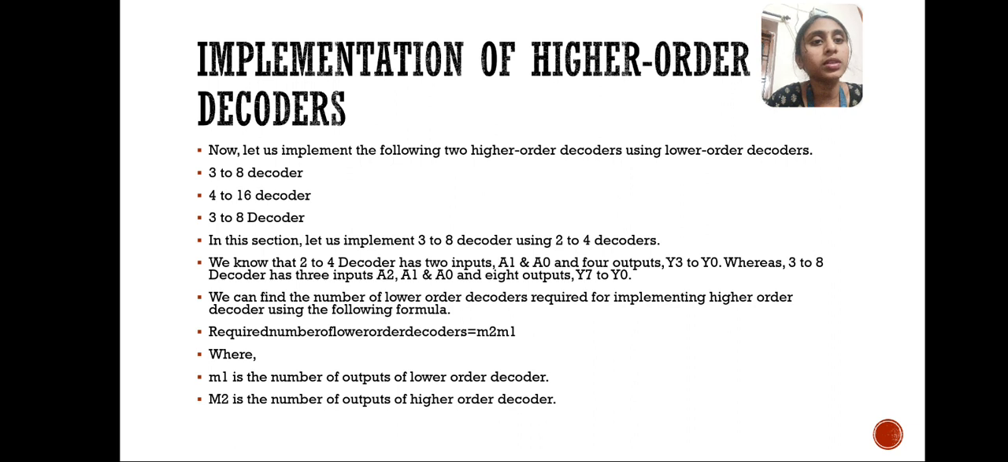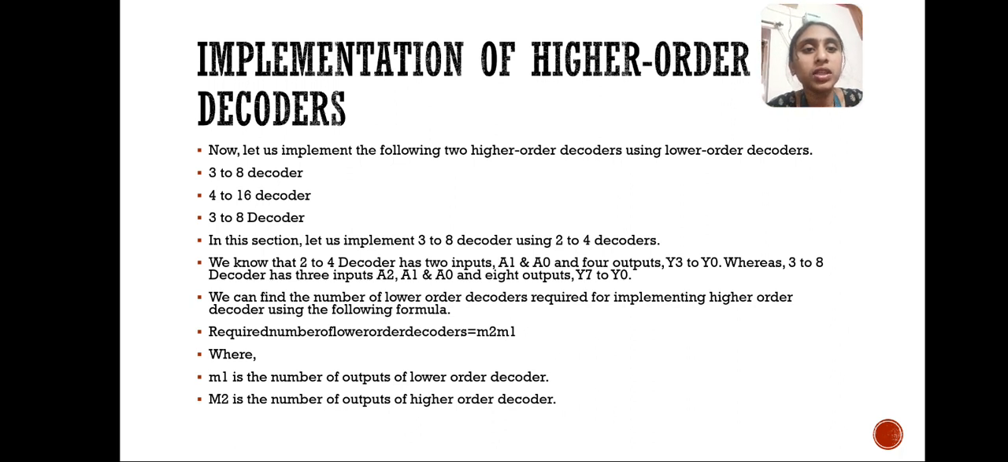To implement 3 to 8, we use 2 to 4 decoders, as it has two inputs A1 and A0 and 4 outputs Y3 to Y0, whereas a 3 to 8 decoder has three inputs A2, A1 and A0 and 8 outputs Y7 to Y0. We can find the number of lower order decoders required for implementing higher order decoders using the following formula.